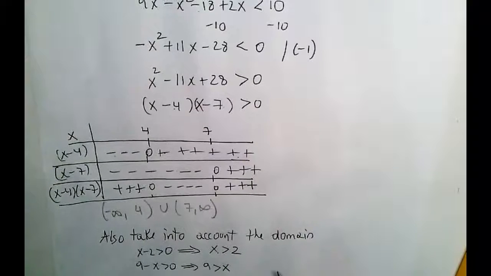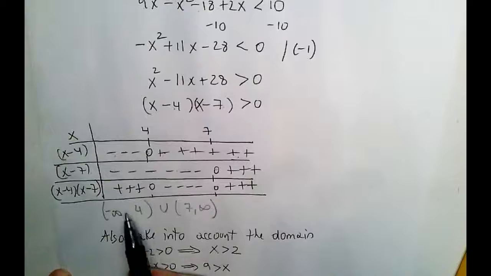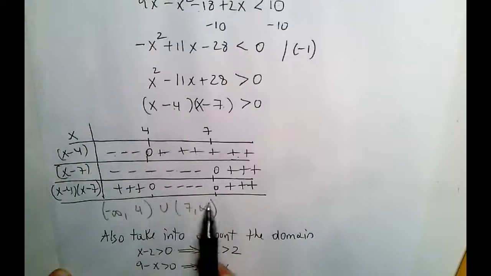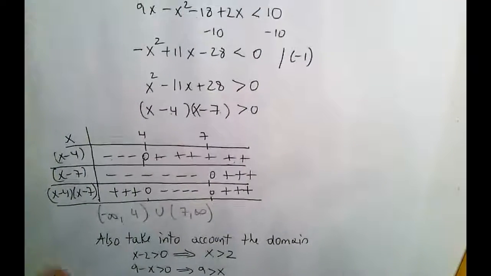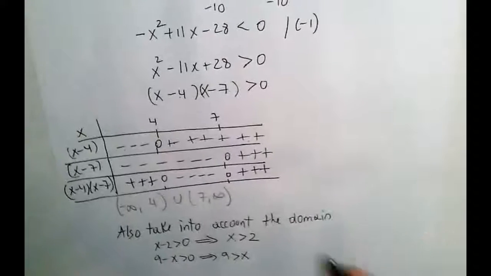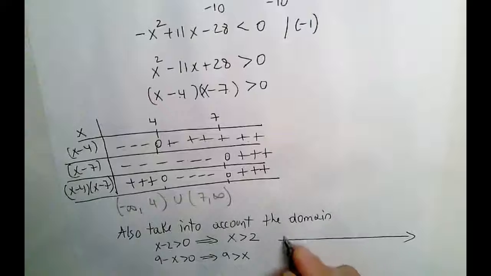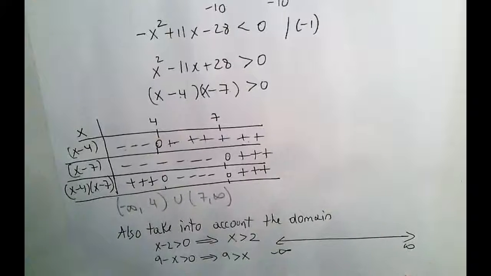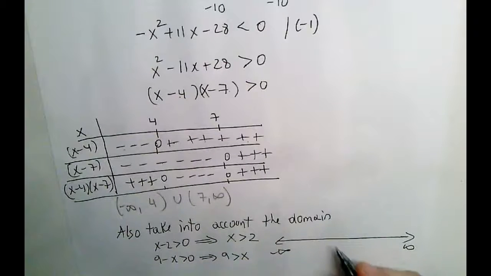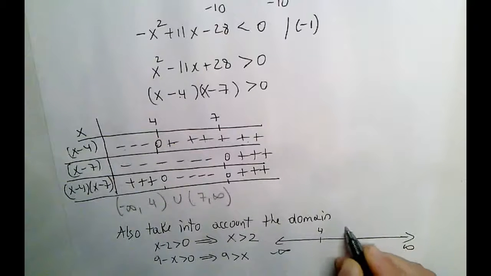So basically, the answer is going to be where these two intervals intersect with these two intervals. To get the final answer, what we're going to do is draw the number line and put all our points of interest. So I need 4, 7, and then I need 2 and 9.